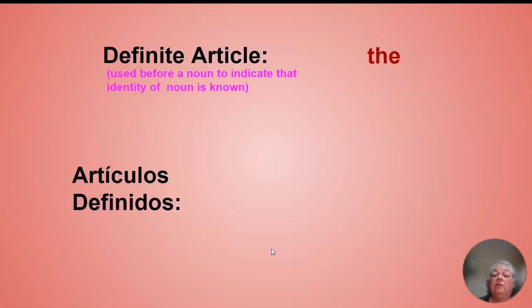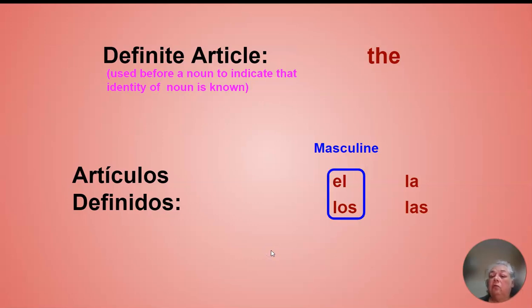En español tenemos artículos definidos, 4 artículos definidos. Son el, la, los y las. We are going to classify them in 2 different ways. One way to classify the definite articles in Spanish is by saying if they are masculine, and we have 2 options, el or los, or feminine. And we also have 2 options, la and las.